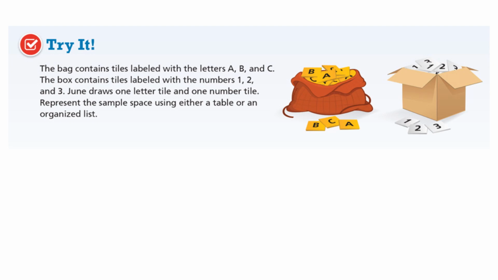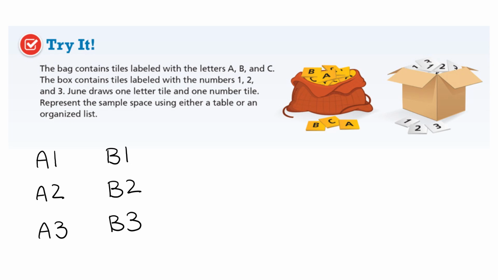So if we list out our values for the tiles, we could have A1, we could get A2, or we could draw A3. If we draw the letter B from the bag, we could have B1, B2, or B3. If we draw the letter C, we could have C1, C2, or C3. Those are all of our possible outcomes. So we have a total of 9 possible outcomes.